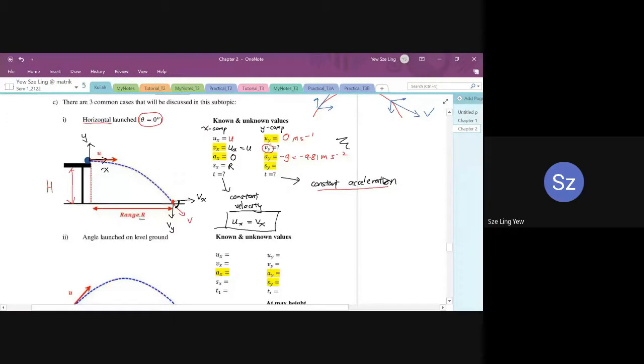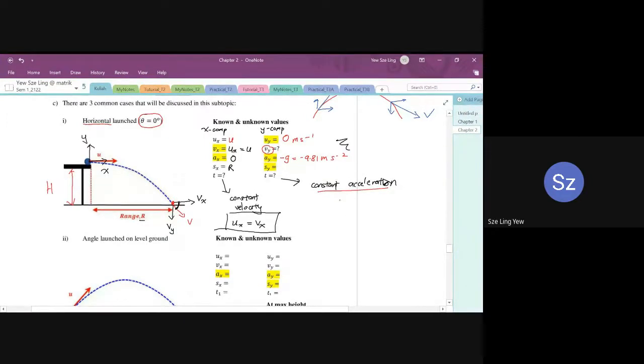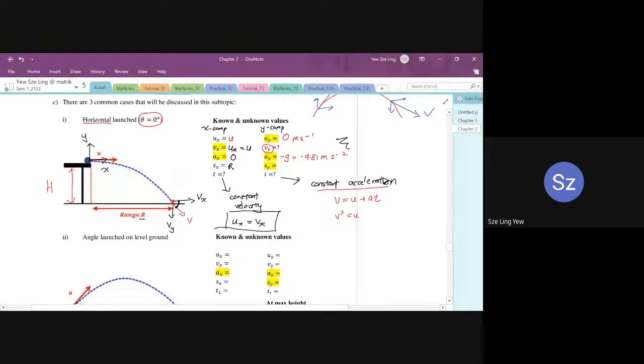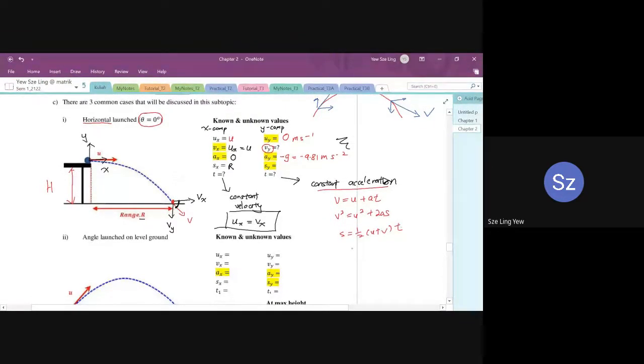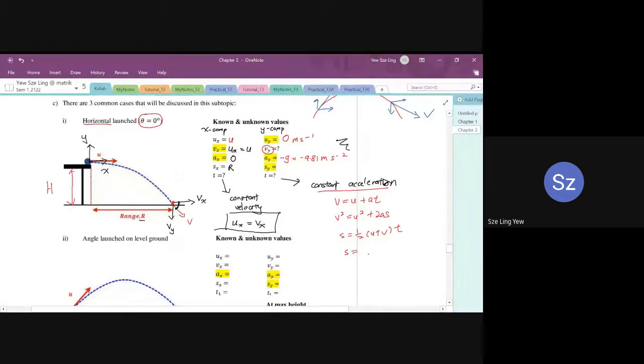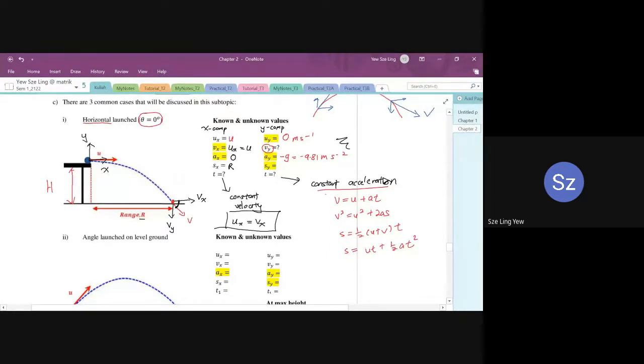In order to calculate Vy, we need to go back to those 4 equations, which are V equals U plus AT, V squared equals U squared plus 2AS, S equals 1/2 (U plus V) T, and S equals UT plus 1/2 AT squared. So you need to apply these 4 equations to calculate the values for Ay and also Sy.